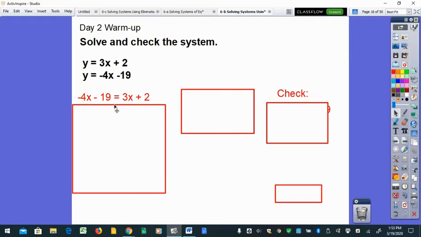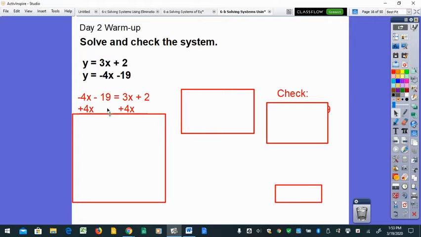They're on opposite sides of the equation, so in order to get them together, we have to do opposite operations. So you're going to see me add 4x to both sides. You did have a choice. You could have subtracted 3x and still gotten to the answer, but you know how I like to be positive.